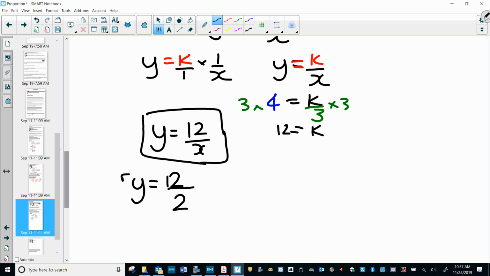Oh. So y is equal to 12 over 2, so y is equal to 6. And the last one is, find x when y is 3. So we'd say 3 is equal to 12 over x.